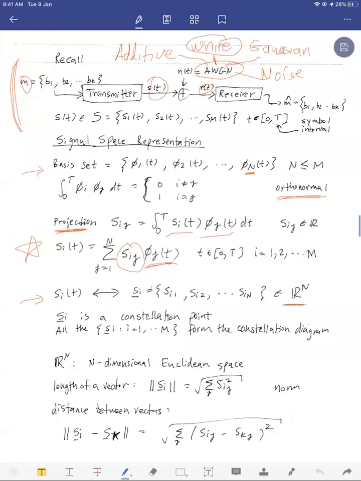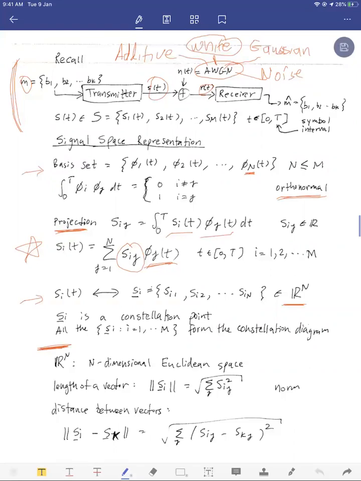Okay, and we called, last time, when we plot Si on a coordinate axis, we call it a constellation point, and the sequence of all constellation points was called the constellation diagram. So this is where we ended last time, and I gave you a few examples.